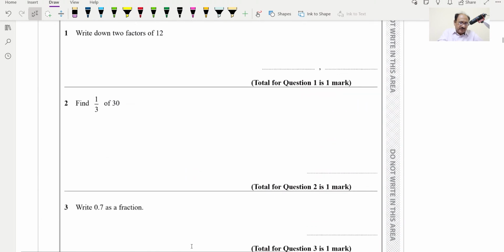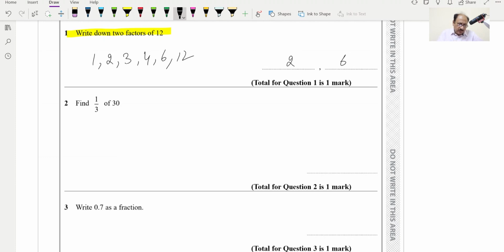Question number 1 says write down two factors of 12. If we write all the factors of 12, basically 2 are required, so instead of 2 we will just check all the factors. So 1 is a factor, then 2, it's divisible by 3 also, 4, 6 and 12. So out of these 6 factors we'll have to just mention 2, so I will mention 2 and 6, or you can mention any of these factors.